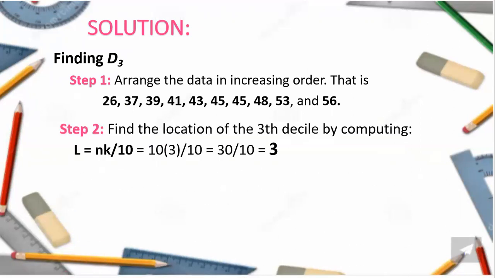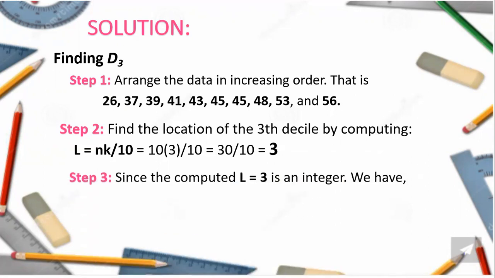Second step is we find the location of the third decile by computing L. Note that the formula for L for decile is nk divided by 10. So our n, the number of observations, is 10. Our k, since we are looking for the third decile, is 3. So 10 times 3 divided by 10, we have 30 divided by 10, so the result is 3. So we have a whole number, or an integer value for L.